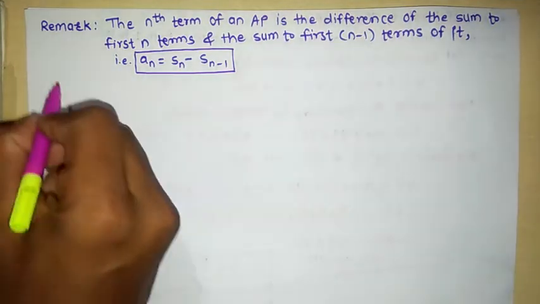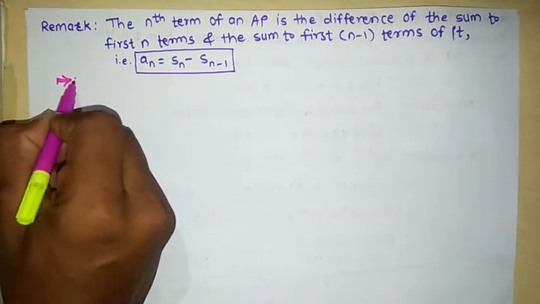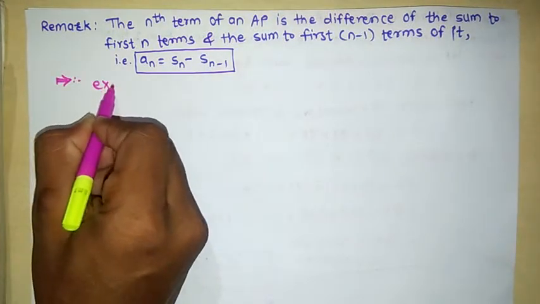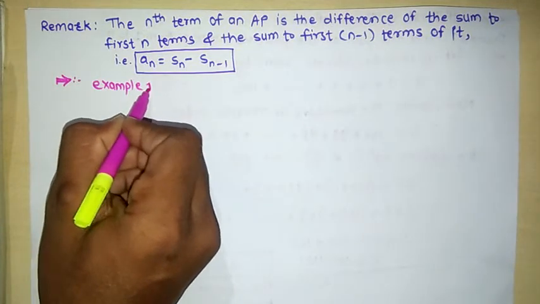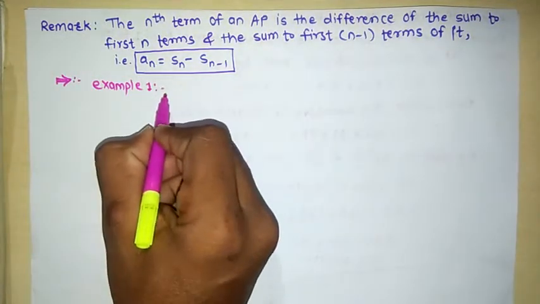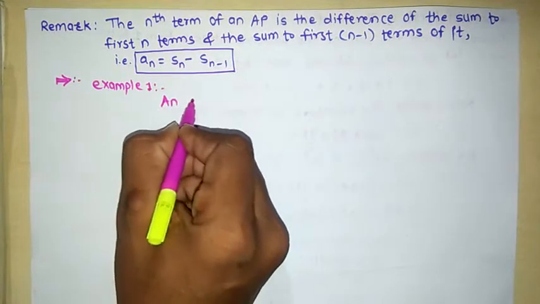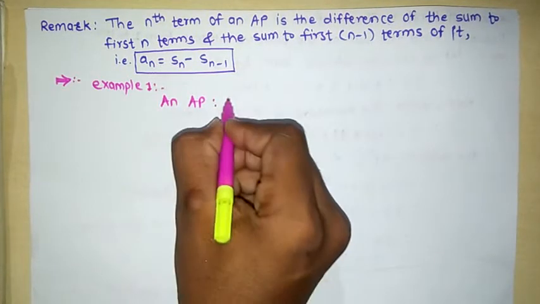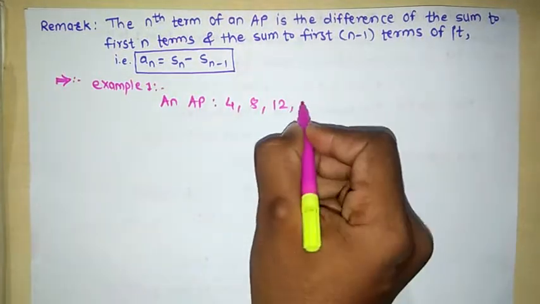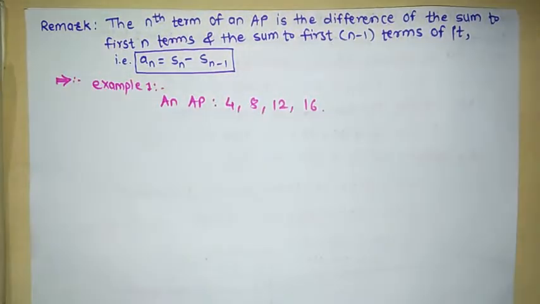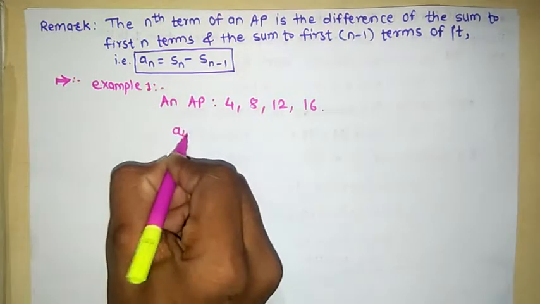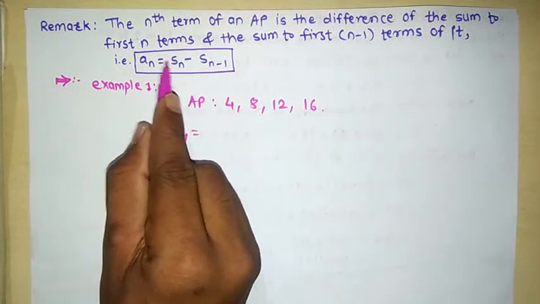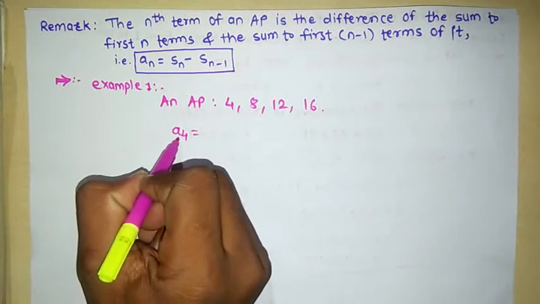Now, I will explain this remark through an example. Example 1. Suppose there is an AP: 4, 8, 12, 16. Now we have to find the nth term. Here we will consider that the nth term is the fourth term, that is 16. A4 we have to find by using this formula. A4 we don't know.